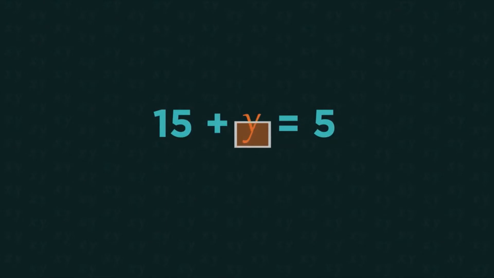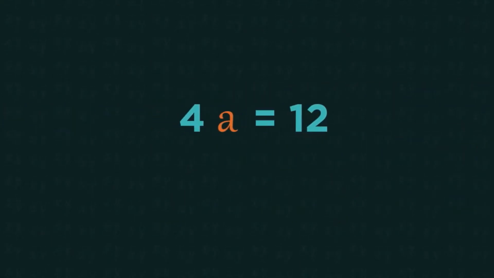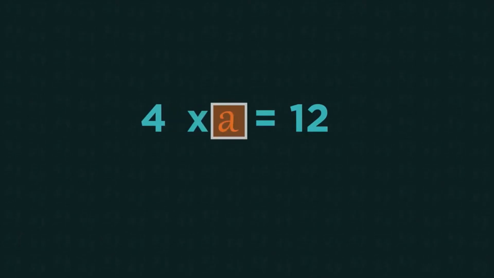So what about this question? What's the missing number? This is a little bit of a trick question. 15 plus what gives 5? We actually need to subtract 10. So y equals -10. So now this one is actually the same as saying 4 times a. So what's the missing number?